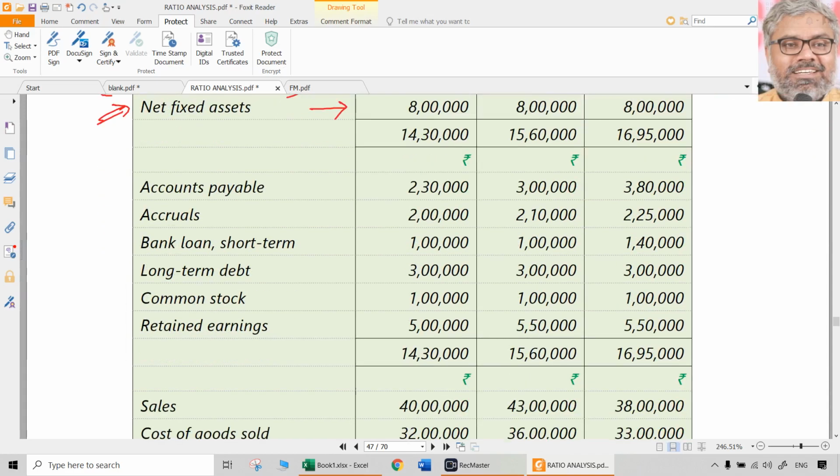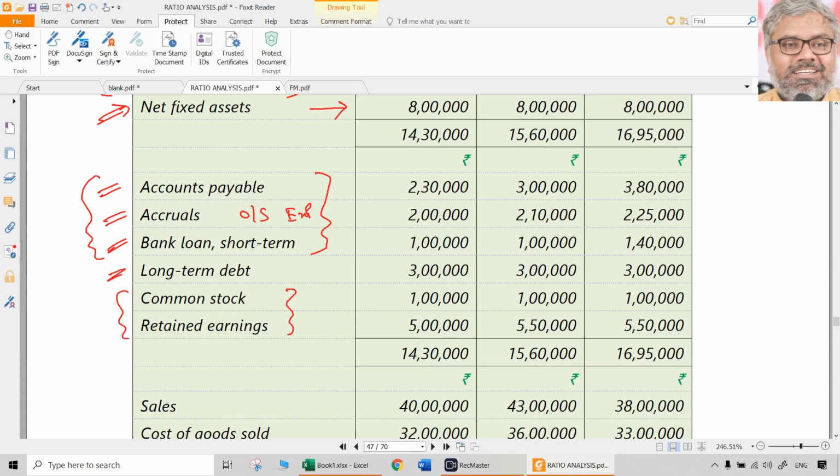Then current liabilities like accounts payables are there. Accruals means what? Accruals is nothing but outstanding expenses. Those are called accruals. Then short term bank loans. These are all 3 current liabilities. So these 3 can be taken as current liabilities. Long term debt is a non-current liability. And these 2 can be taken.